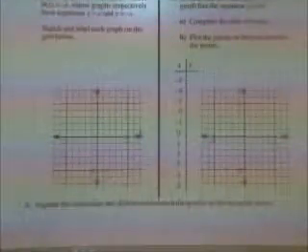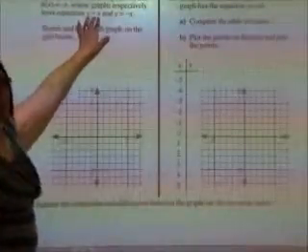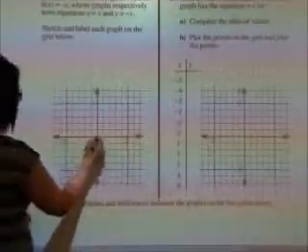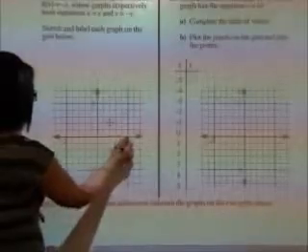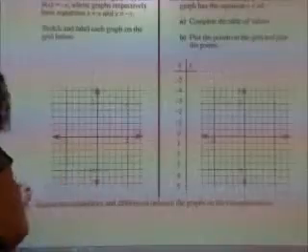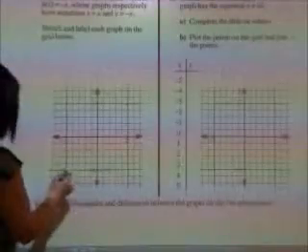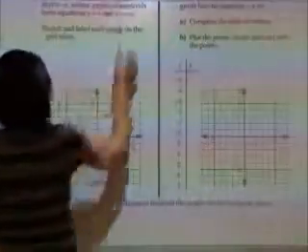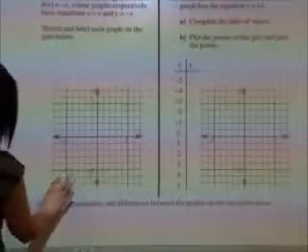So if we were to sketch and label each graph on the grid below, if we start off with our g of x equals x or our y equals x, that means that for every value of x that I put in, the y value is the exact same. So when x is equal to 2, y is equal to 2. When x is equal to 5, y would be equal to 5. When x was negative 2, y would be equal to negative 2, and so on. So what I would get is I would get a line that would look like this.